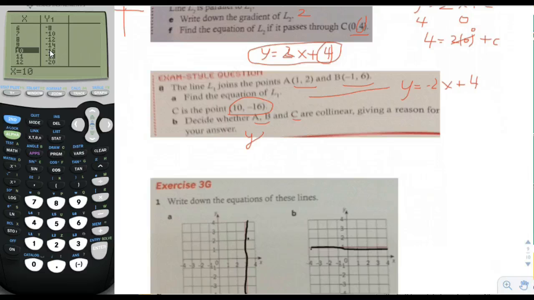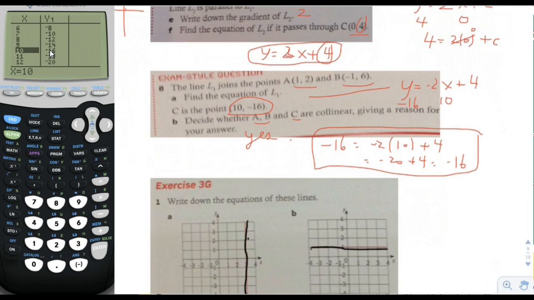So yes, it is. And another way you could check that, it says giving a reason for your answer. Well, if you put 10 in for x and negative 16 in for y, then that kind of proves it. So let's see. That'll be negative 20 plus 4, which is equal to negative 16. So that could be your reason, okay? Sometimes the reason, "oh, I put it in the calculator and it's there," is not good enough.